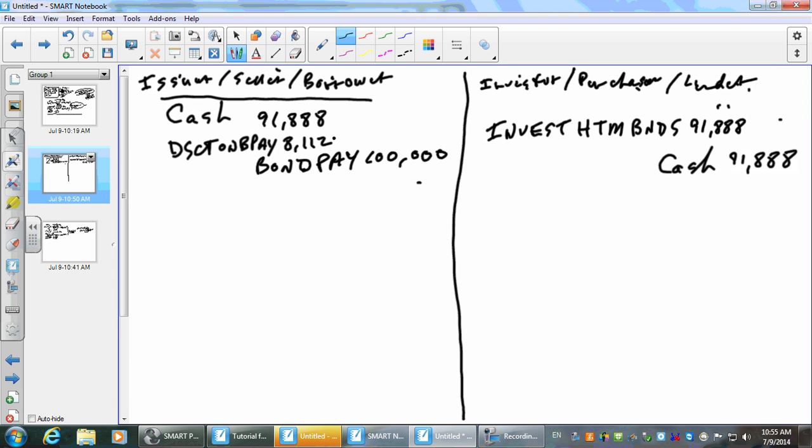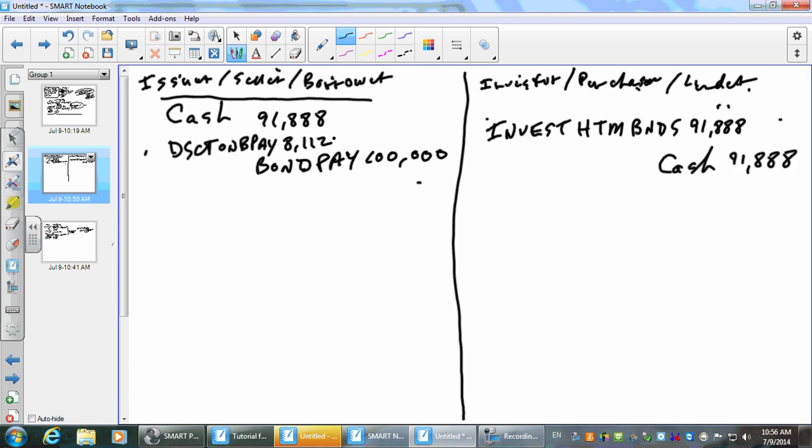Now let's think about this. How much are these guys going to pay back at the end? They're going to pay back the whole $100,000. So I've got to get rid of that discount. That's what the amortization is going to be. Okay? Because at the end, I don't need the discount because we're going to pay off the $100,000 bond, the whole thing. What do I need this investment in bonds account to be at the end? How much am I going to get paid at the end? $100,000. I want it to grow to 100.